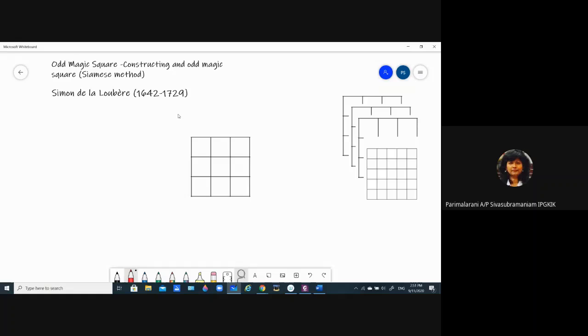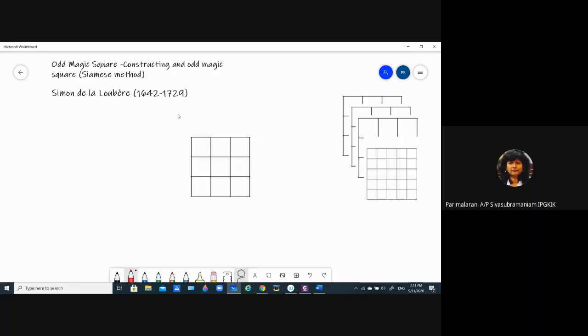Okay, so we're going to start from the odd magic square because it's much easier than the even magic squares. Odd magic square, how to construct an odd magic square. Okay, so before that, we're just going to look at some examples.